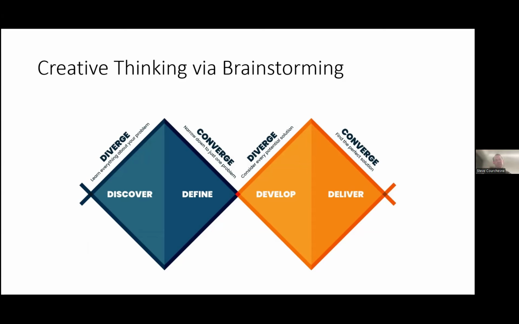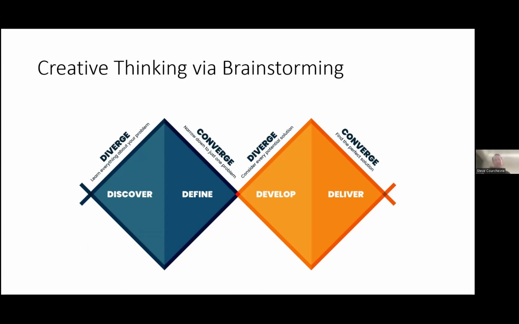But then you need to converge on an aspect of the problem that you're ready to try and address, right? Because you can't solve everything at once. So what's the one thing that we really need to address first? So let's focus in on that. So you converge in on that specific aspect of the problem or specific problem within the bigger problem. And then you've got to think about solutions. So that's the second phase, the orange diamond.